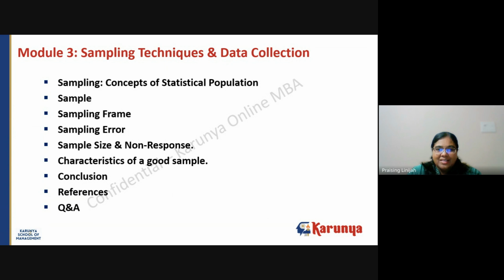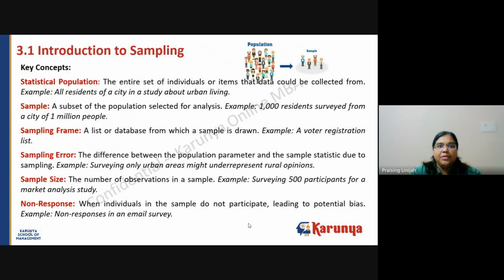To make things clear, imagine we wanted to survey people about their satisfaction with our local public library. So, keeping this as a case, we'll be dealing with this whole module, trying to understand the sampling techniques and the data collection methods. Let's get into the slides. Okay, so introduction to sampling.